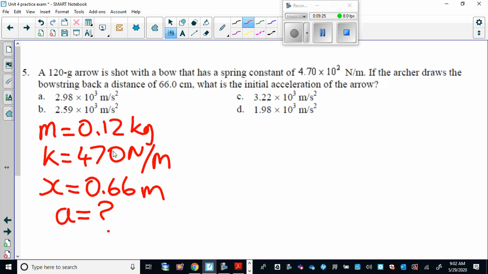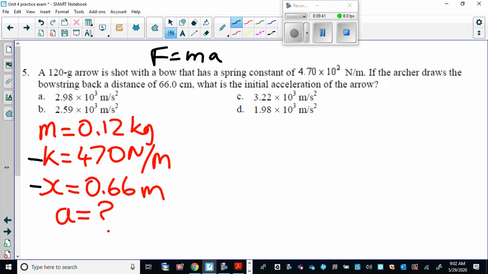Well, there are two ways you can do this. One, you can use the k and the x to solve for F, the force, and then you can just use F equals ma to solve for the acceleration. So that way will work fine.